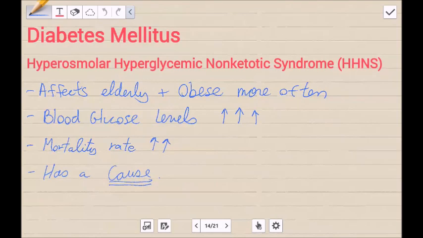Next, we're going to talk about hyperosmolar hyperglycemic nonketotic syndrome, or HHNS. It usually affects the elderly or the obese. It's characterized by very high blood glucose levels, has a very high mortality rate, and it usually has an underlying cause.